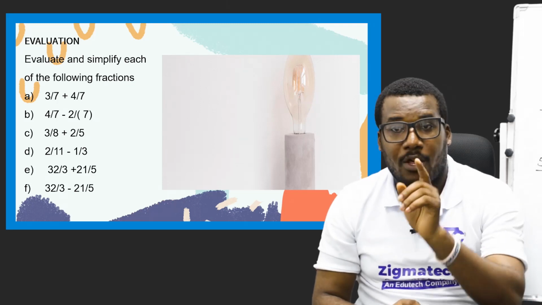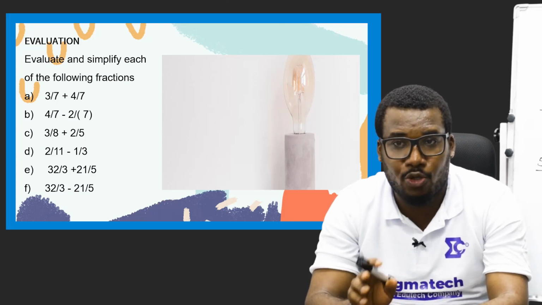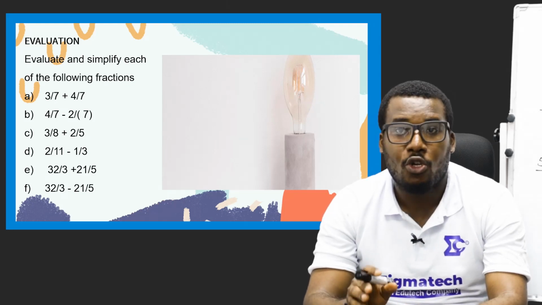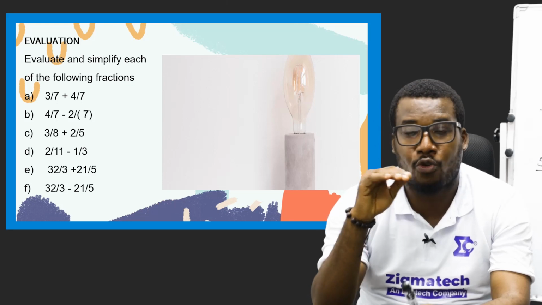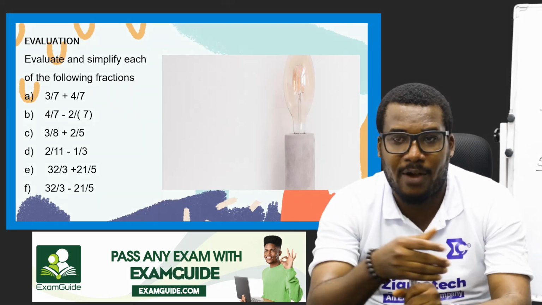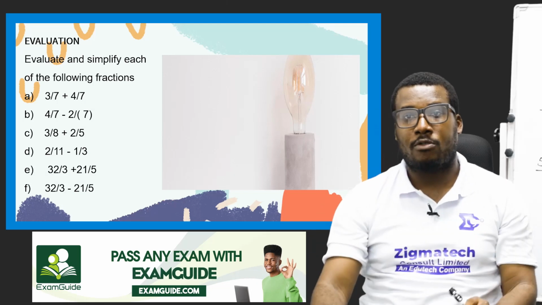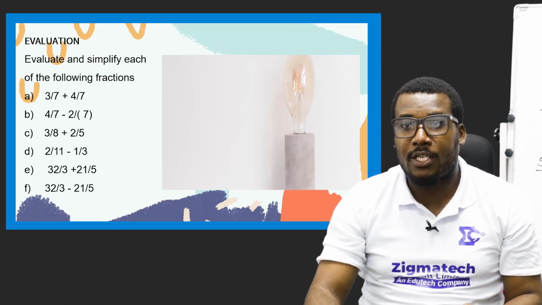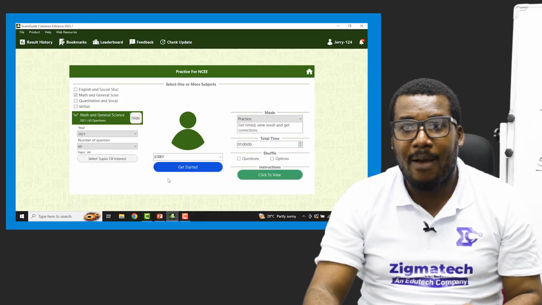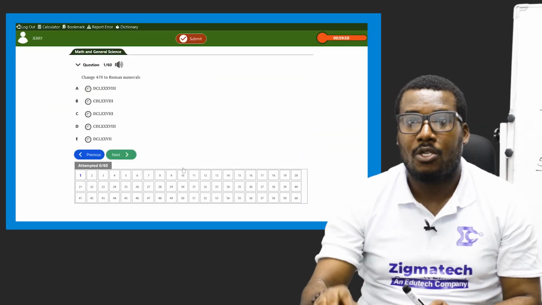Now take notes, please. The questions E and F, that's not 32 over 3, please, and that's not 21 over 5. That's 3 whole number 2 over 3 plus 2 whole number 1 over 5. So the last two questions are both mixed fractions, addition of mixed fractions and subtraction of mixed fractions. Please take note and don't make that mistake. Please, let's get some questions from past questions so we can get familiar with what to expect when it comes to our examinations.